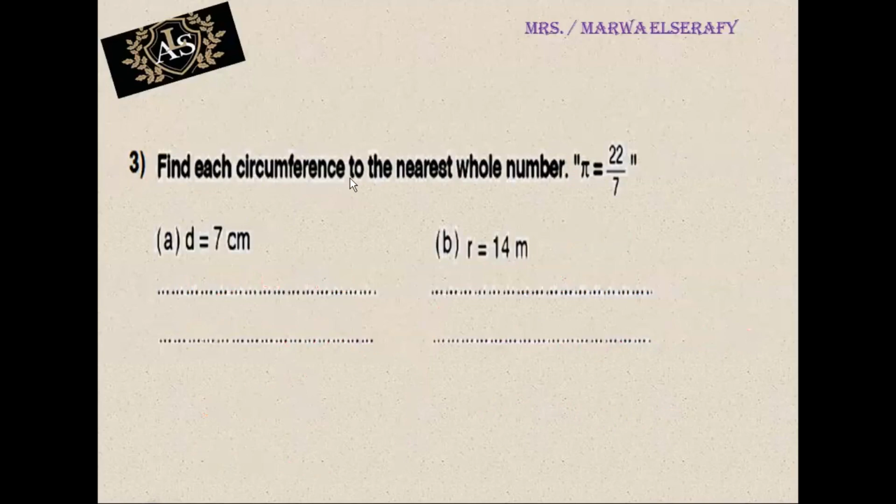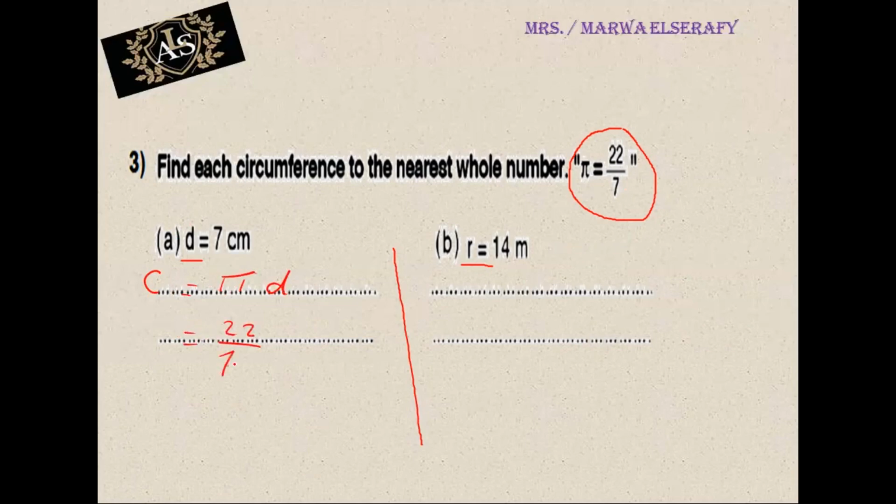Find each circumference to the nearest whole number again, but in here he gives me pi as 22 over 7. Be careful, the value of pi in here is 22 over 7. He gives me the diameter of the circle and the radius of the circle. So for the first one, I will write the rule according to the diameter. Circumference equals pi d. It will be equal 22 divided by 7 times d. D equals what? Yes, d equals 7. By using your calculator or canceling 7 with 7, it will be equal 22 centimeter.